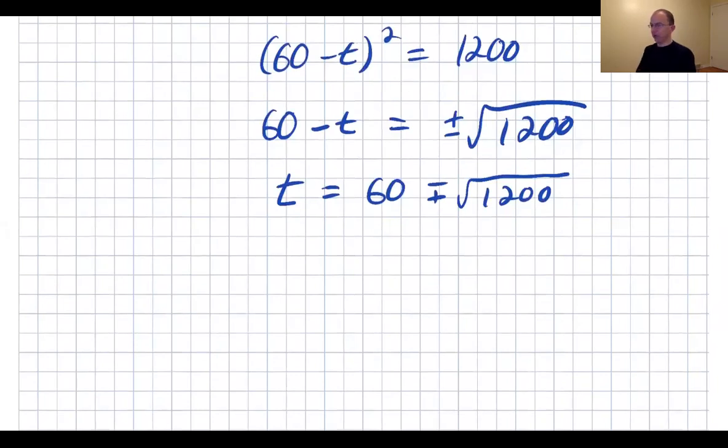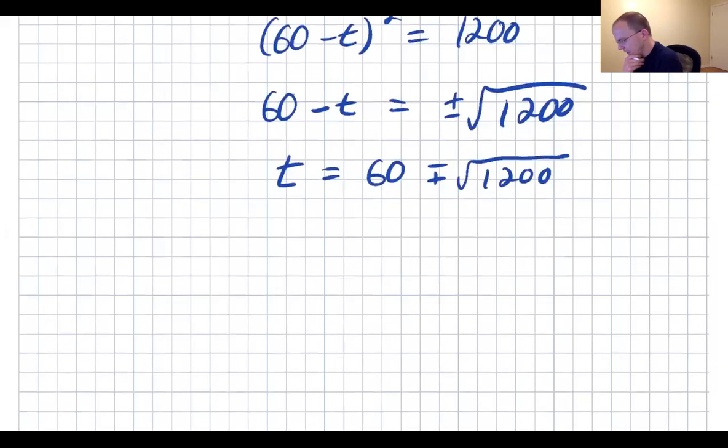So what is the square root of 1,200? It's going to be smaller than 60, I think. Yeah, it's about 34. So it'll be smaller. So either way we choose it, it's going to be a positive time. So that's not a problem in terms of getting a negative time. But we do know that the tank is going to be empty after 60 minutes. So this time that we're looking at, it's definitely not larger than 60. It's actually the one that is smaller than 60.